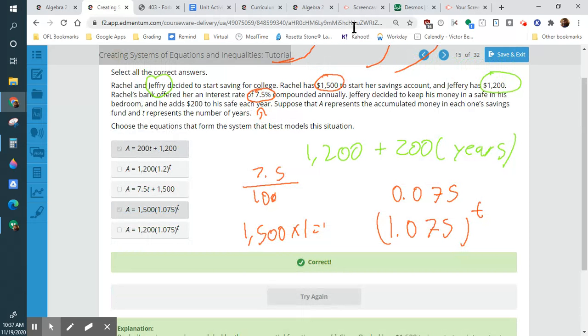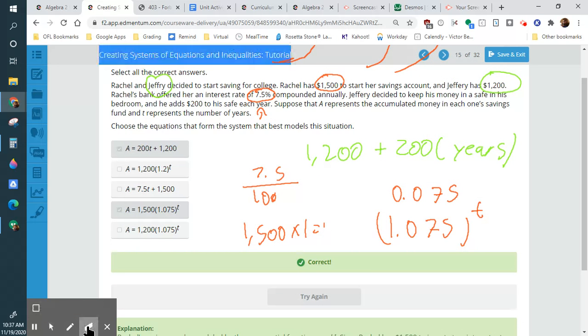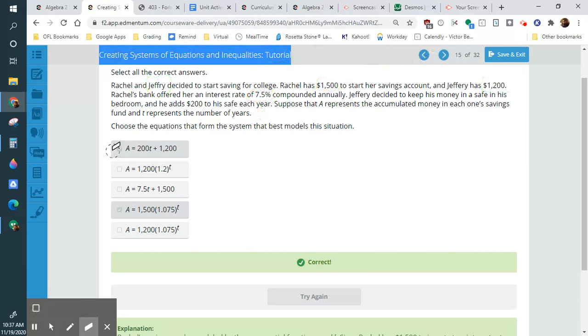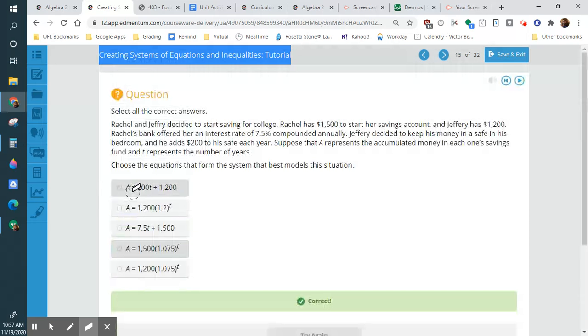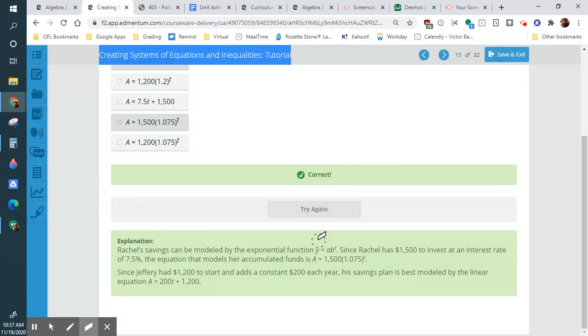Does that make sense, guys? I know it's really kind of weird how to think of exponentials, but does everyone kind of understand why this one's linear and why this one's exponential? Okay, cool. Did I accidentally close the chat? All right, cool. All right, so moving on to the next one.